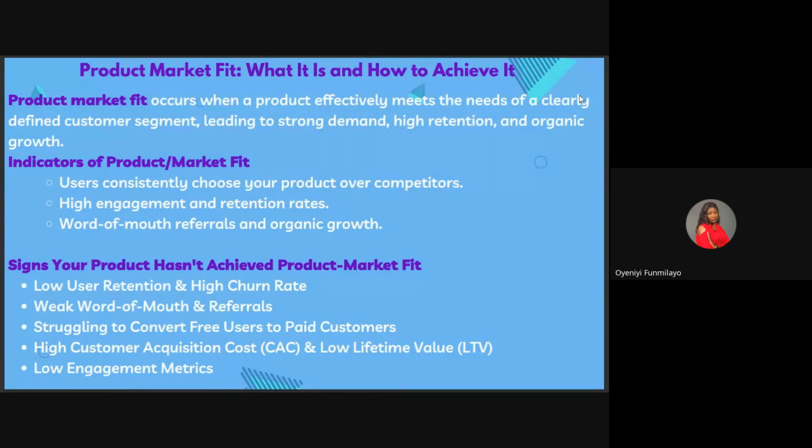High engagement means people are constantly using the product. And then retention rate is that they are coming consistently to your product. It's not that they will use it today, then come back after next month, but they're coming in continuously. Then word of mouth referrals and organic growth.